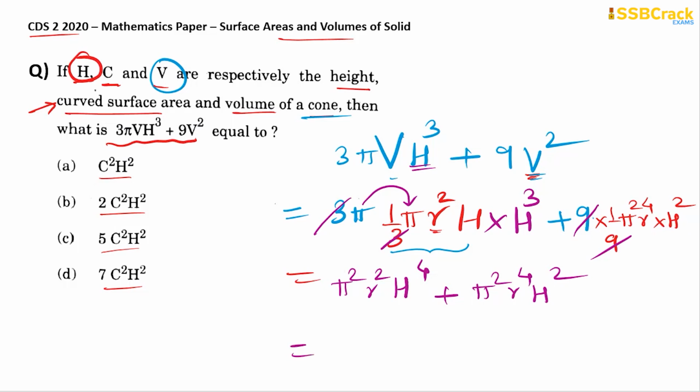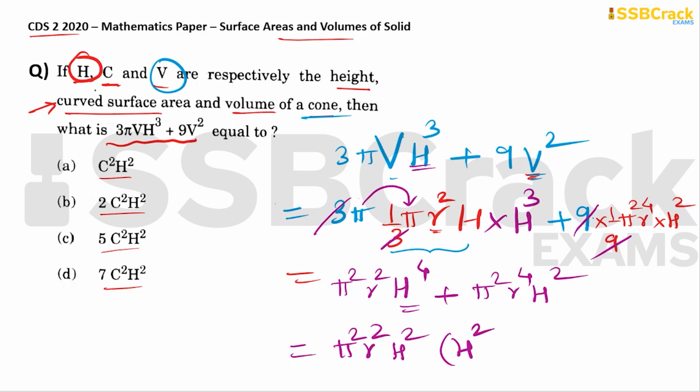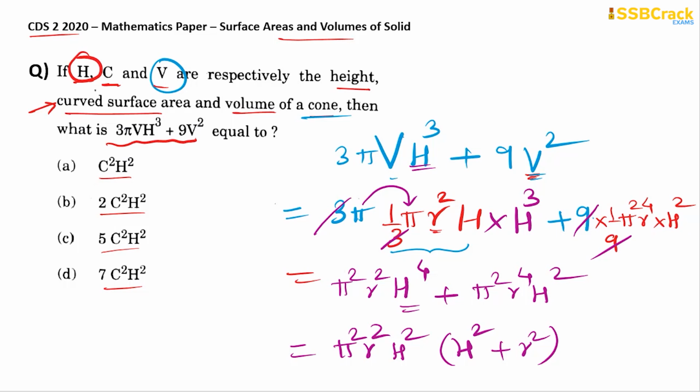So what are the terms common? Pi square, small r square, capital H square, these terms are common, and in the bracket we are remaining with h square plus r square. And you know what it is for a cone? It is the slant height.